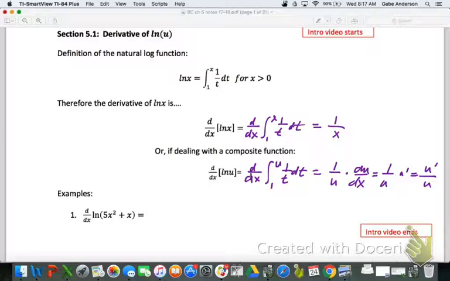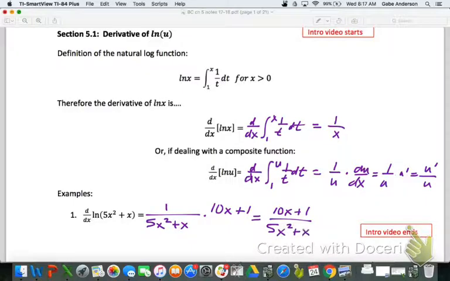So we're going to do one example here. Example number 1 down here at the bottom is d dx of ln of 5x squared plus x. Of course, we want to recognize that we're doing the derivative of ln, so the derivative is going to equal 1 over whatever the input is, so 1 over 5x squared plus x, times the derivative of that inside. So that would be times 10x plus 1. Of course, this could be rewritten as 10x plus 1 over 5x squared plus x.